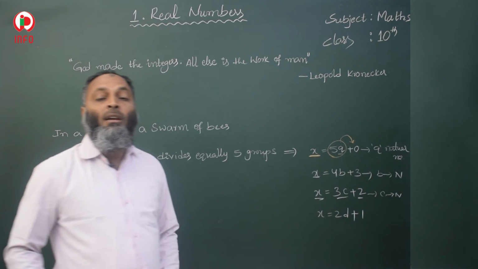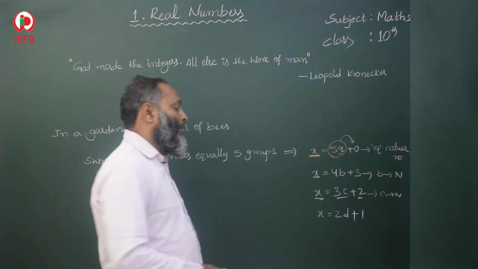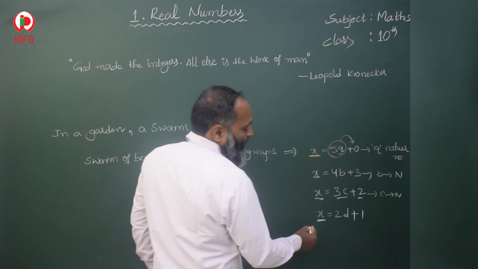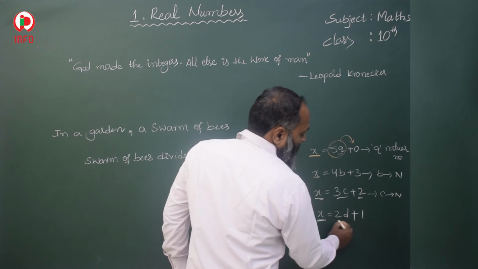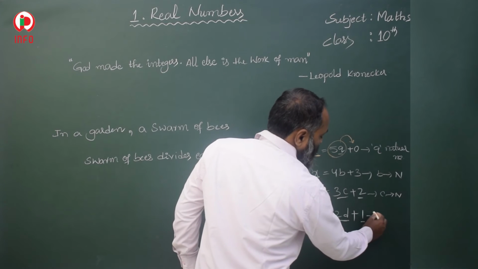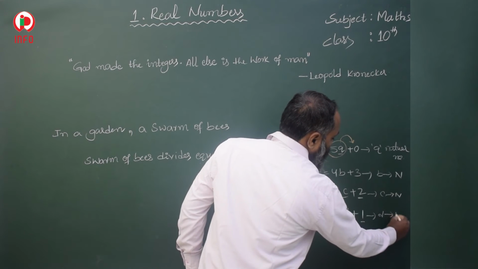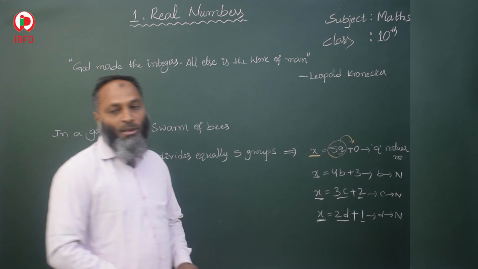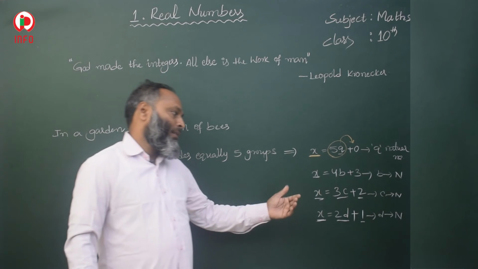If suppose all the bees are divided into 2 groups, then the total bees is equal to 2d plus 1. So here d is a natural number. From the set of natural numbers, the d will come.